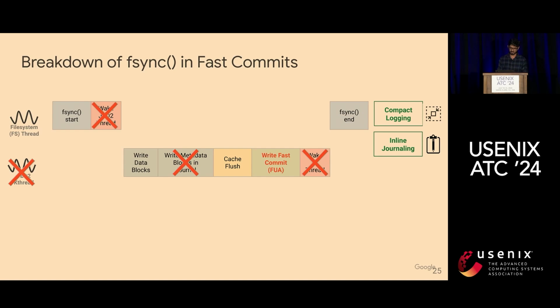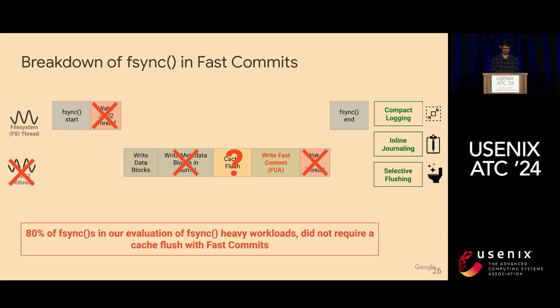Second, with inline journaling, since the fast commits are lightweight, the commit can be performed by the same thread which is doing fsync. This reduces the scheduling delays. And third, let's see how selective flushing works.